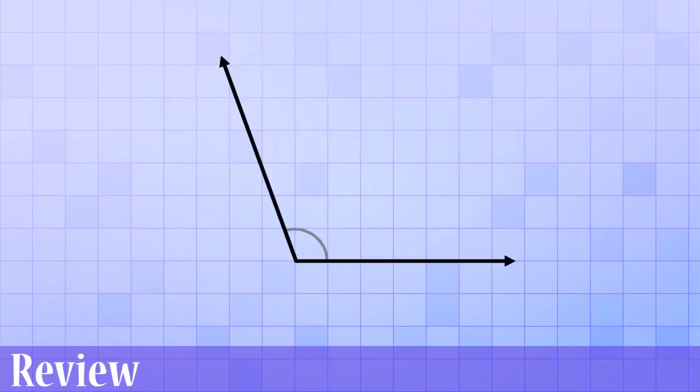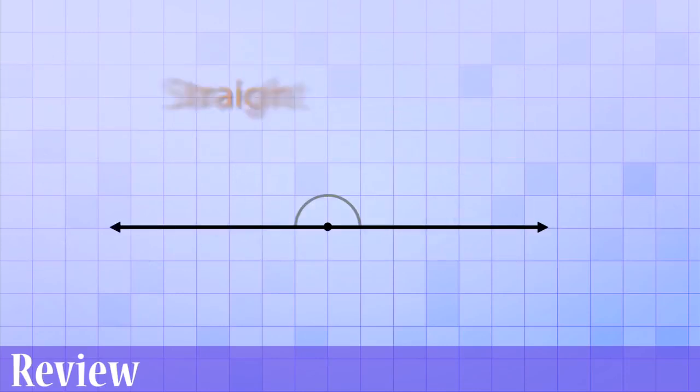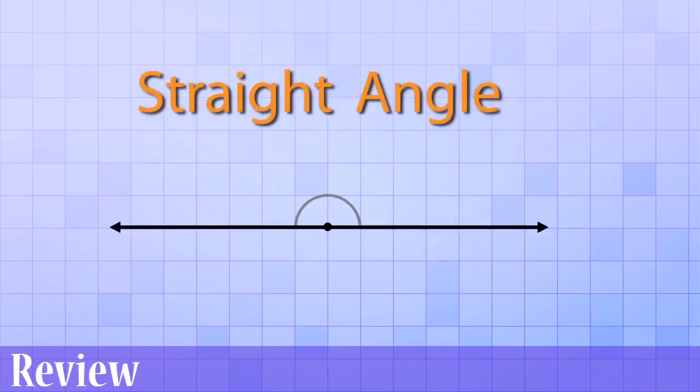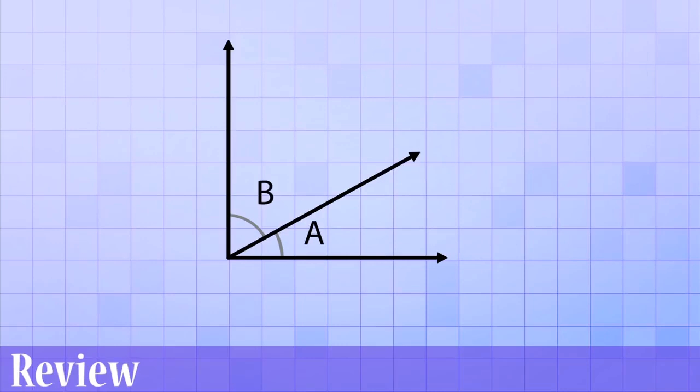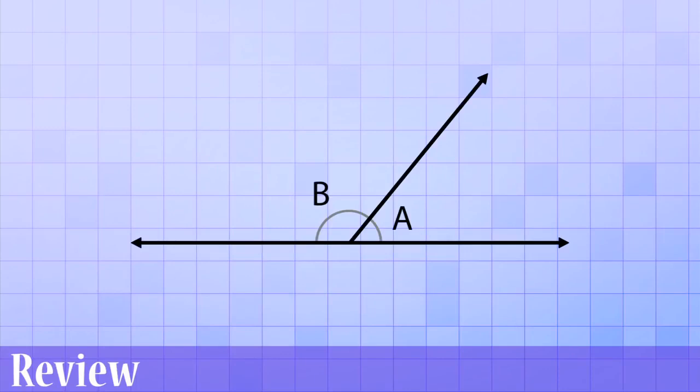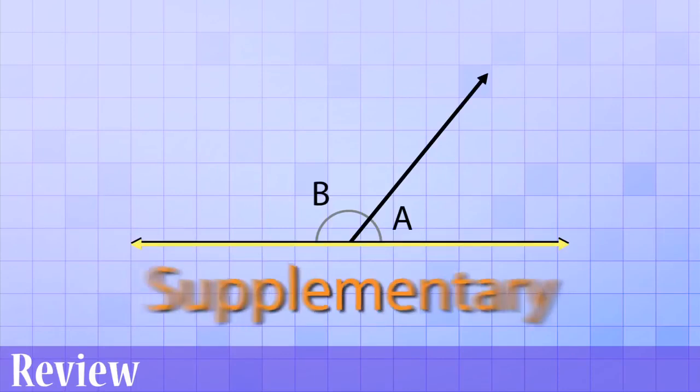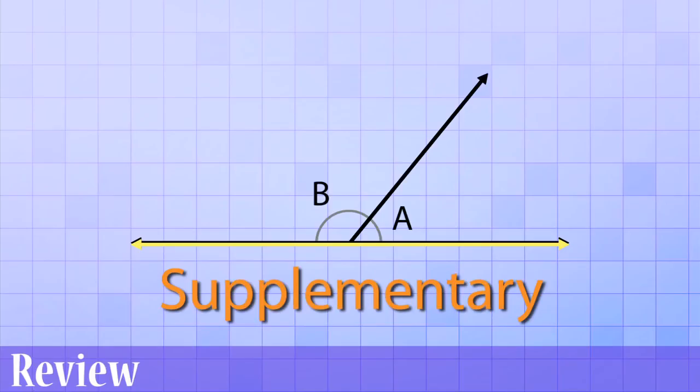An angle that's bigger or greater than a right angle is called an obtuse angle. A straight angle is formed by two rays pointing in exactly opposite directions. A straight angle is really just a straight line. Two angles that combine to form a right angle are called complementary angles. Two angles that combine to form a straight angle are called supplementary angles.